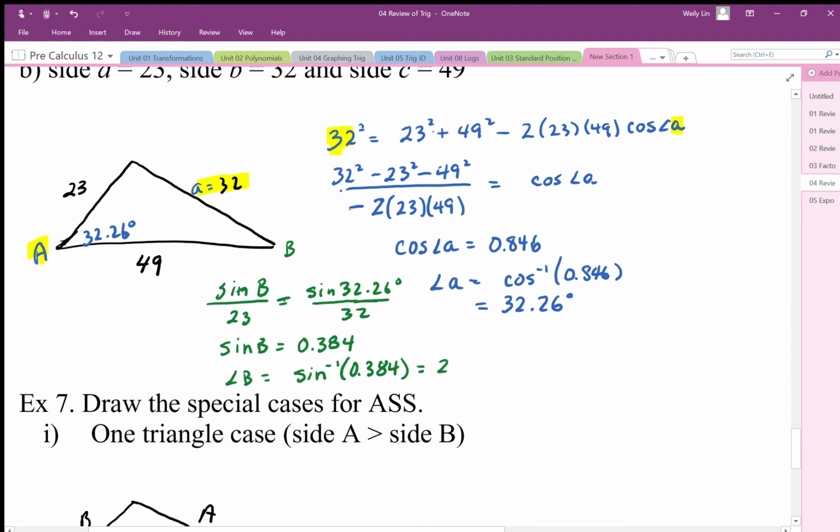So 22.56 degrees. We're going to subtract to get the third angle here. So we get 180 minus 22.56 minus 32.26. And we end up with, this is going to be 125.17 degrees, or round that to 125.18.